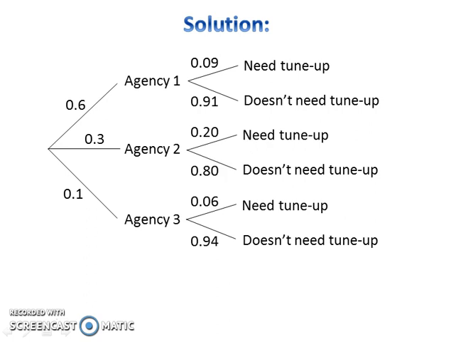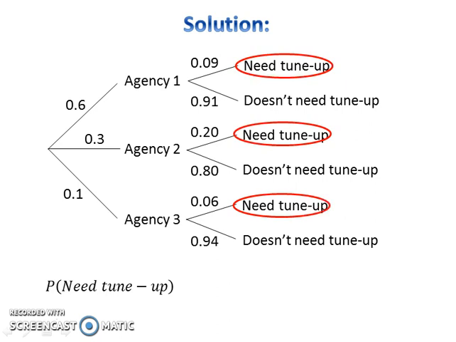Now that we have the tree diagram, we can use it to find probability. The first probability that we are asked to find is the probability that a car needs a tune-up. To find it, we need to look at all the need tune-up branches and take the probability at each branch and multiply it with the probability at the branch behind it and add all the probabilities together.